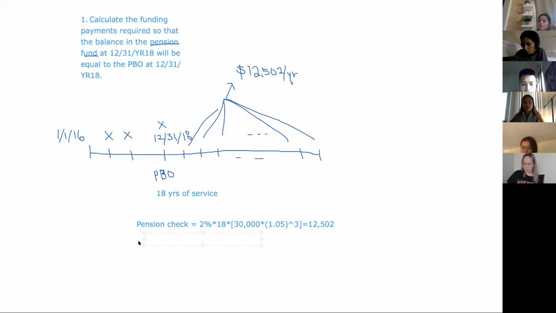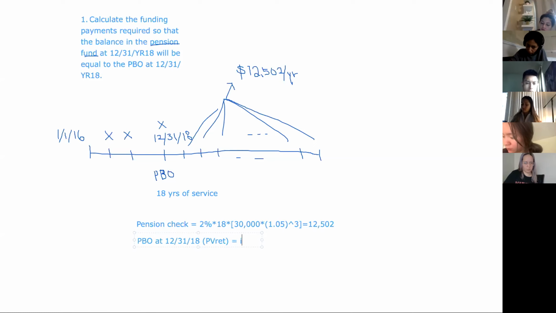It's not just that. Since it's a 10-year period and we are calculating the present value all the time, we will discount it to the present value at time of retirement. Okay, so let me increase. So that is basically PBO at December 31, 18, which is basically the present value at time of retirement.